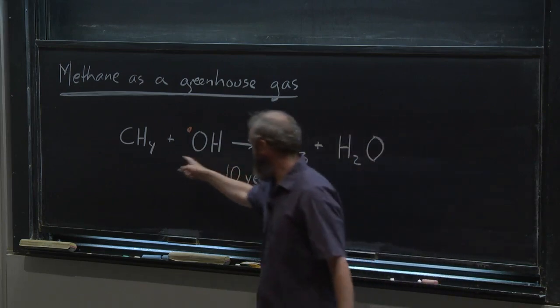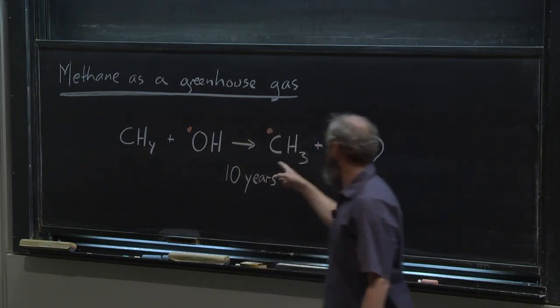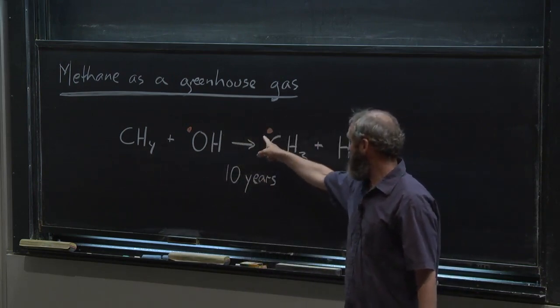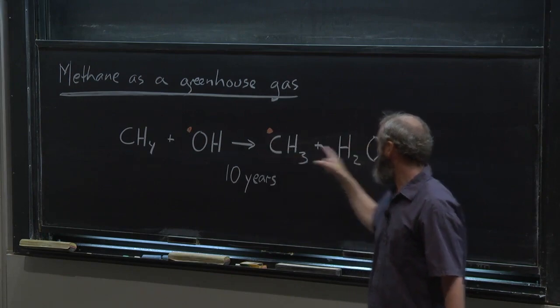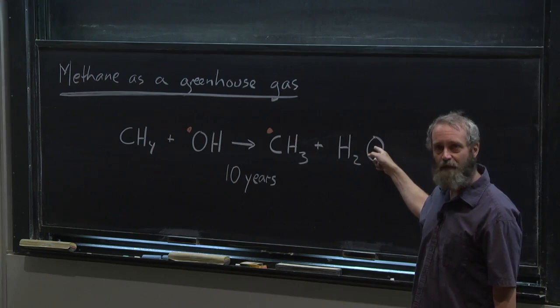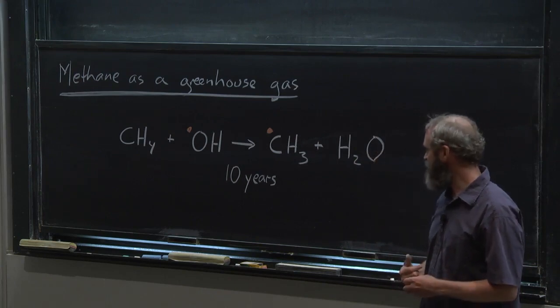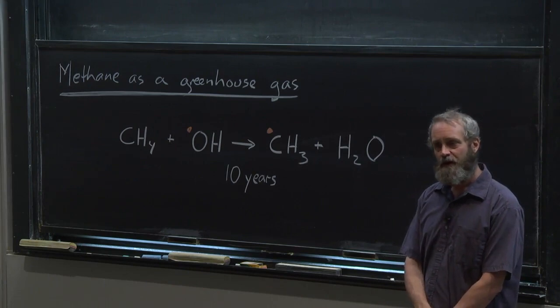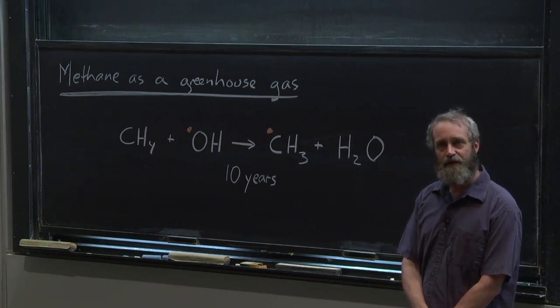So if it encounters a methane, it'll steal one of methane's hydrogens, leaving CH3 with the radical now on the carbon, and now the OH has satisfied itself and become a water. The average lifetime of methane in the atmosphere on average is 10 years.